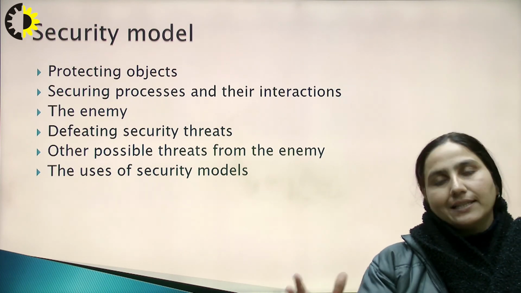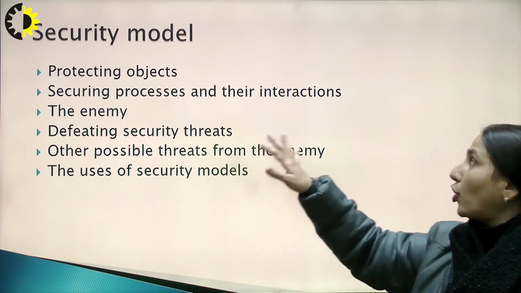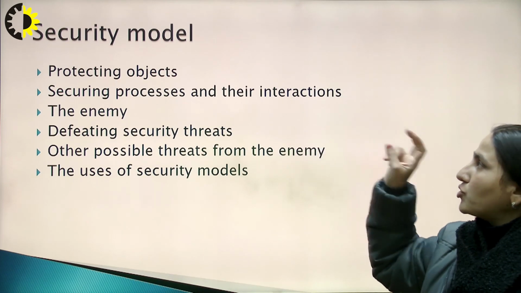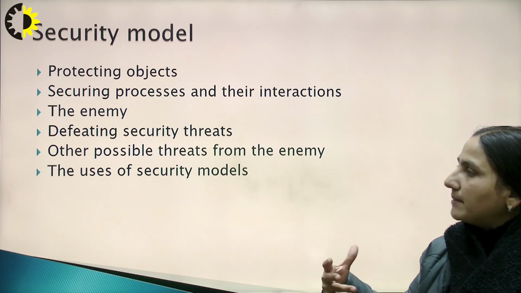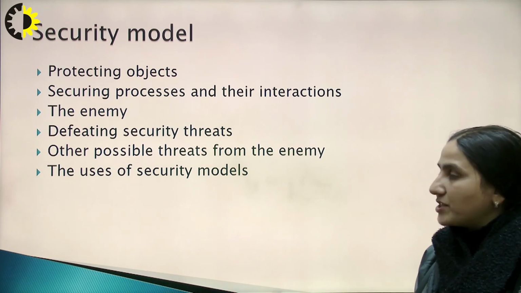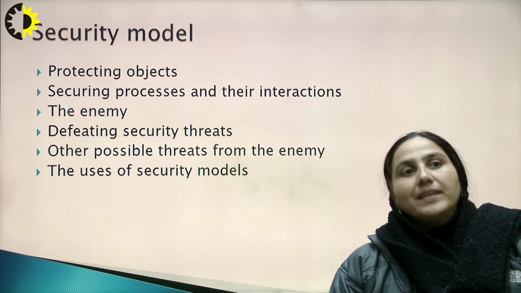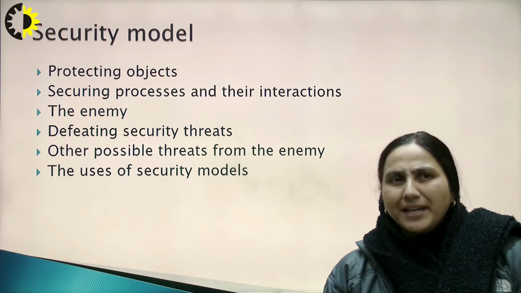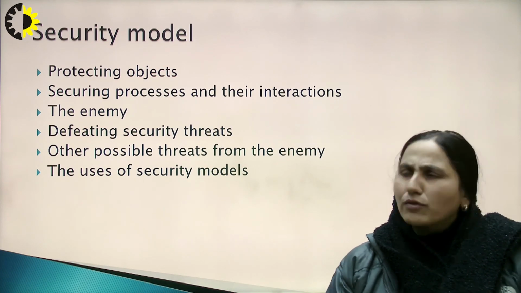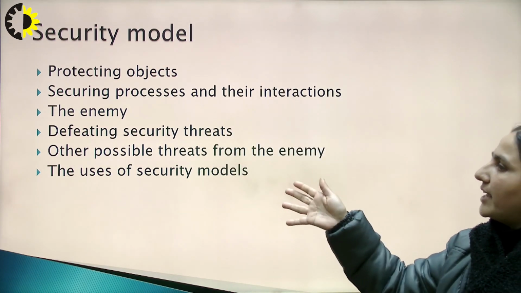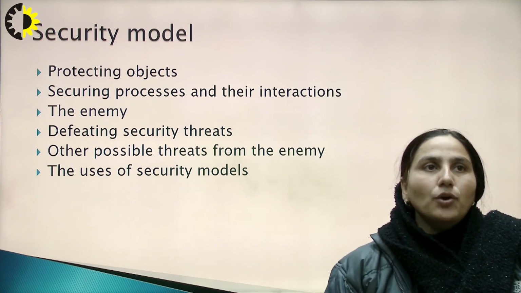Now securing the processes and the interaction: we have different processes, and there is interaction between them. So how secure that particular communication is, how secure that particular transaction is, again plays an important role. The enemy, the mechanism, defeating security threats: what are the different threats to a particular distributed system, and other possible threats from the enemy? For all these issues we need these security models, that is, we always want the system to be secure enough.